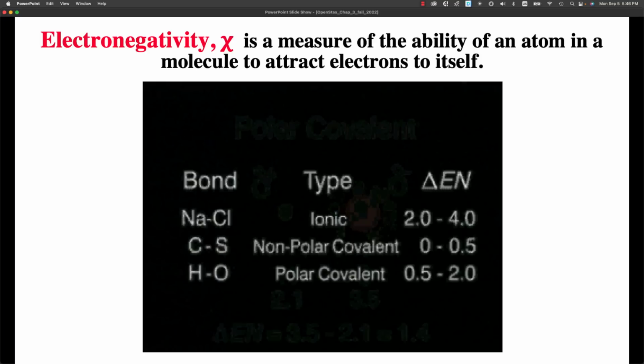And so electronegativity is the measure of an atom in a molecule attracting electrons to itself. If the difference in electronegativity is between 2 and 4, then there's actually a transfer of electrons from the metal to the nonmetal. If the difference in electronegativity is really small, say less than 0.5, then the bonding electrons are equally shared. If the difference is between 0.5 and 2, then we consider it unequal sharing, or polar covalent. And so electronegativity is important because we can use it to determine if a bond is ionic, covalent, or polar covalent.